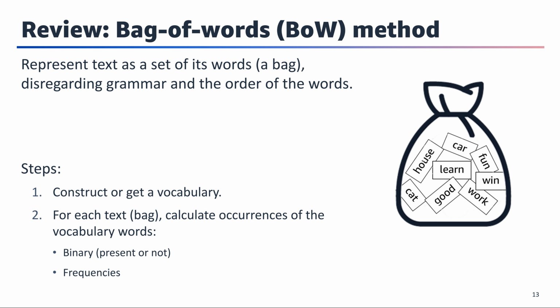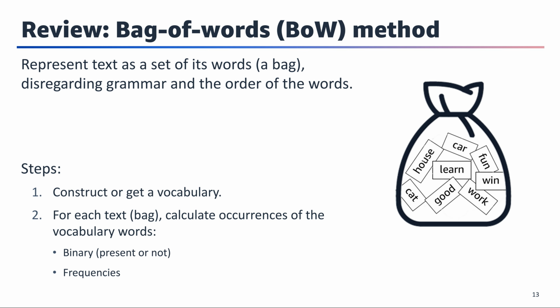Let's continue with vectorization. Vectorization involves transforming text features into numerical format. Let's review the bag of words method to vectorize text. The bag of words method is a special technique to convert text data into numerical form. This method is usually considered less modern, but it's still useful to learn. This method represents the text as a bag of words and disregards the grammar and order of words.